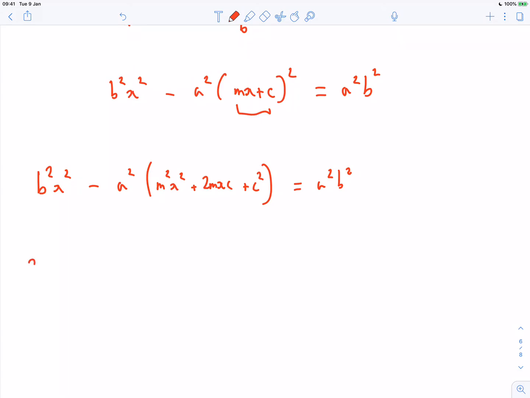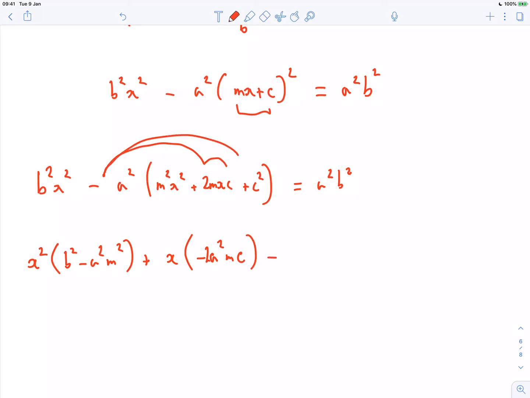If I collect up the x squared terms, I'm going to have b squared minus a squared m squared. Plus the x terms, and I think the only x term that's going to pop out of here is the minus a squared times 2mxc, so it's going to be minus a squared m times 2c. And then the constant term is just going to be minus a squared c squared, and this equals a squared b squared, like so.